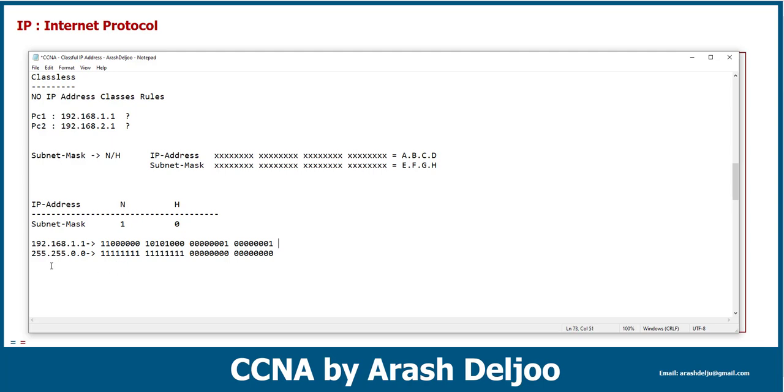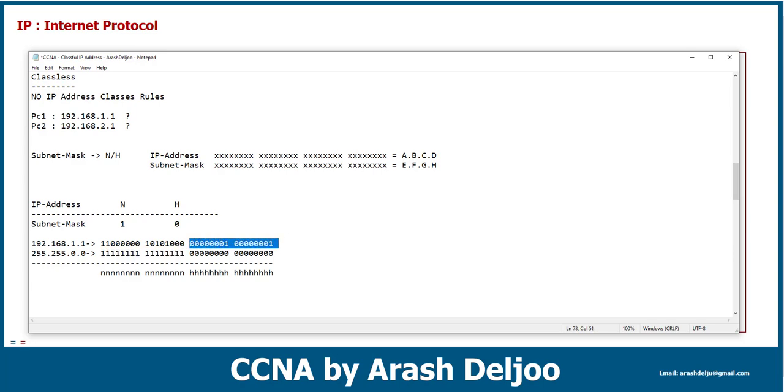This means that with this subnet mask, we are saying that in the IP address, the first 8 bits and also the next 8 bits are the network bits. After that, all of the other bits are the host bits. This means that we are using this IP address 192.168.1.1 with 255.255.0.0, and here you can see 16 bits are the network bits and 16 bits are the host bits.